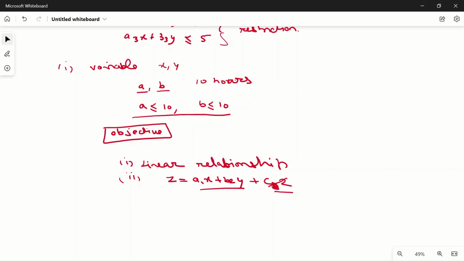But what are the problems in real life? In real life, you will see that there are no relationships in linear form. We write it as linear to solve easily, but in real life you will find that it is not always linear.